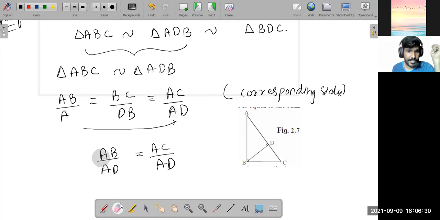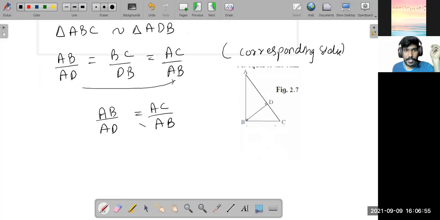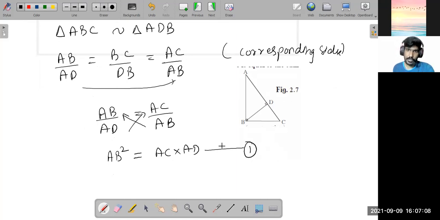AB upon AD, BC upon DB, and AC upon AB. Sorry, this has to be AB. I made a mistake. Okay. First is AB upon AD, then BC upon DB, and last AC upon AB. Okay. Now you do cross multiplication here. So AB into AB will become AB square, and on this side AC into AD. Number this as equation 1. Clear now?